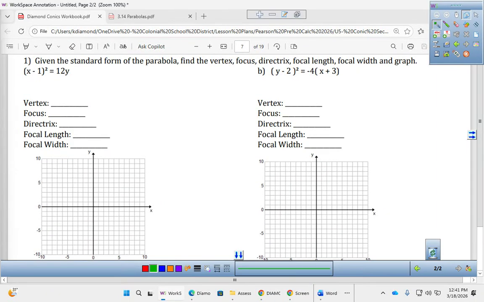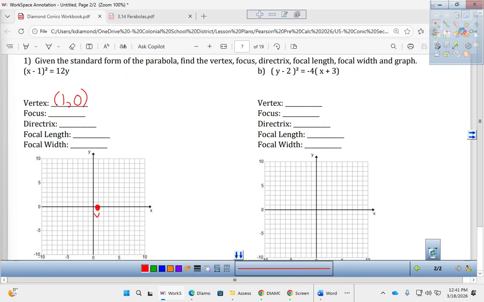The first one is a parabola. It says, given the standard form of a parabola, find these things and graph. So h, k is going to be my center, and it's always opposite. Since I have an x minus 1 in parentheses, I'm going to do the opposite of minus 1, which is positive 1. And you'll notice there's no parentheses for the y, whereas if you look at B, the y does have parentheses. Because there's no parentheses, there's no shift in y, which means I'm centered at 0 in terms of y. So 1, 0 is this point right here, and that's going to be my vertex.